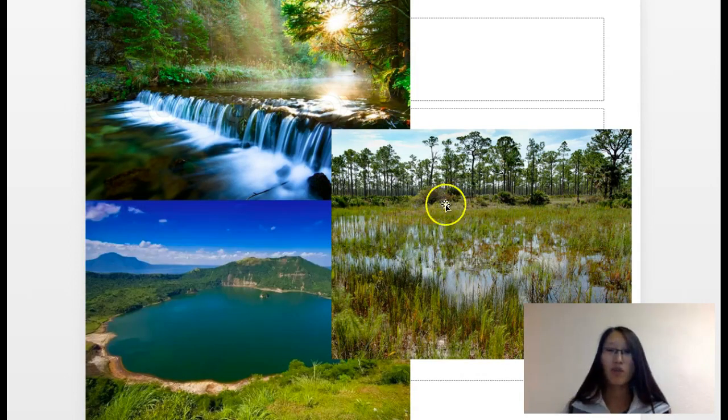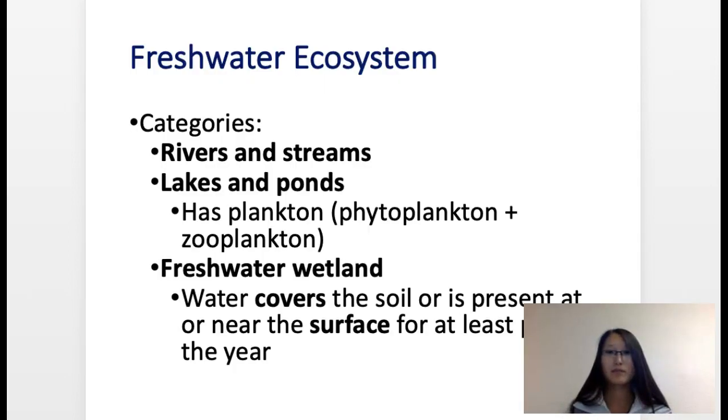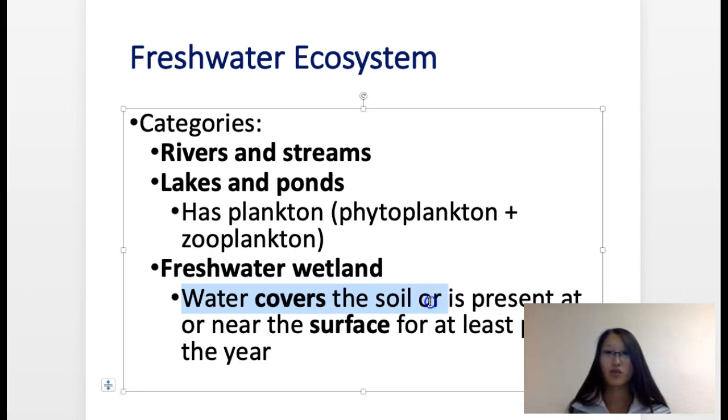So this is where we don't have as much water as the rivers and streams and the lakes and ponds, but we do have enough water to allow a lot of organisms to live. And the water only covers the soil a little bit, but it's very shallow.